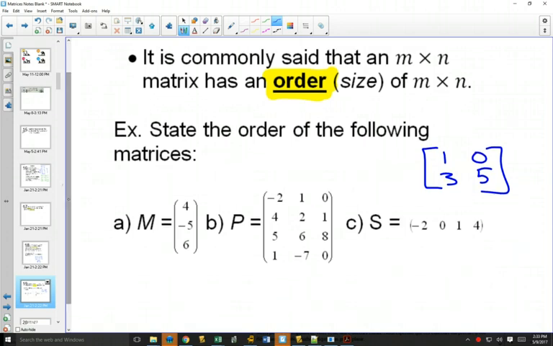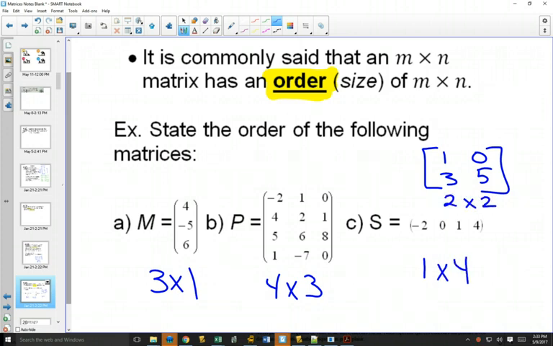All right, how did you do? 3 by 1. 4 by 3. 1 by 4. And the toughest one, I always get them mixed up on that one: 2 by 2. And one by one. Yes, you can have a 1 by 1.